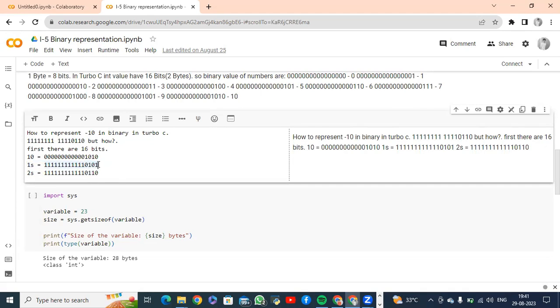Just add 1. We add 1 here. 1 plus 1, 2. What is the binary equivalent of 2? 1, 0. So put 0 here and carry 1. Okay. 1 plus 0 plus 1. Again 1. So this is the binary equivalent. Okay. For -10, this is how we need to convert a decimal to binary value when the decimal value is negative.